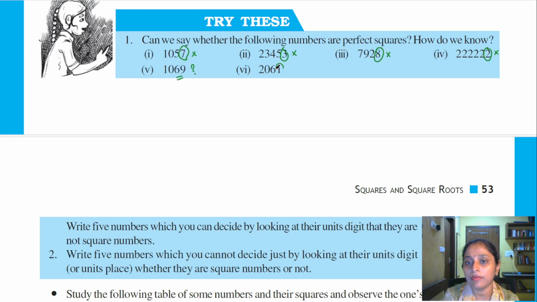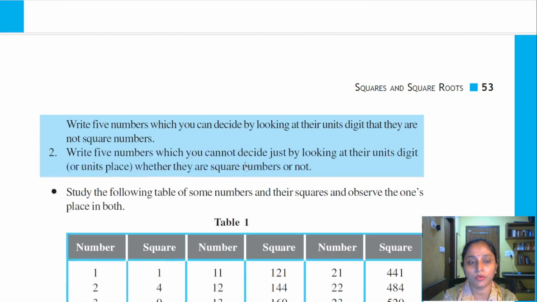Even here, when I have 1, there is a possibility that it is a perfect square, but I cannot conclude immediately without any further investigation. Okay, so that is about this try this question. There's one more here.